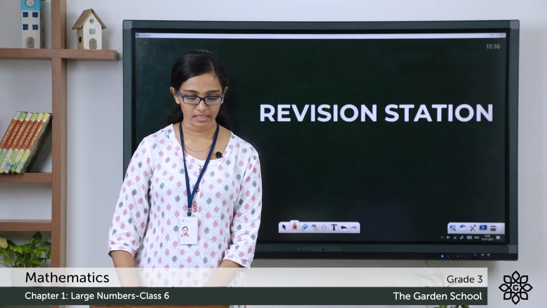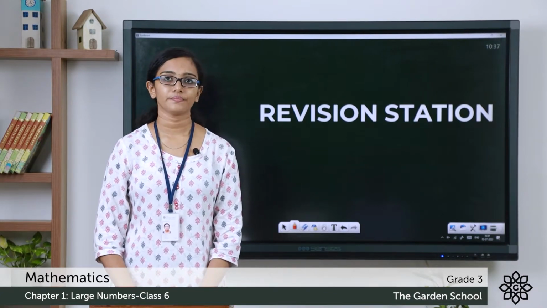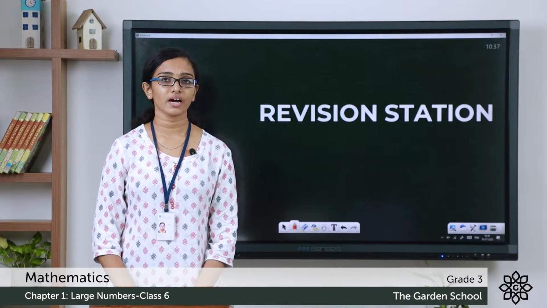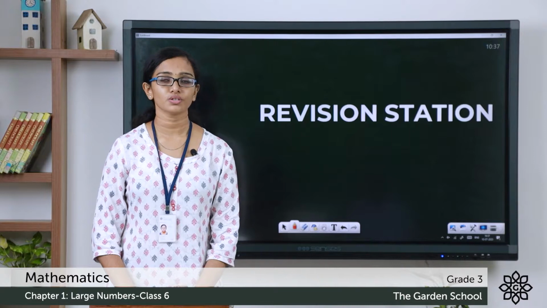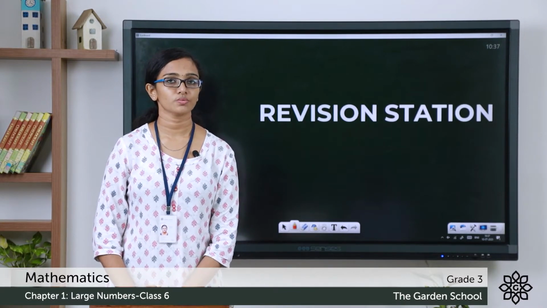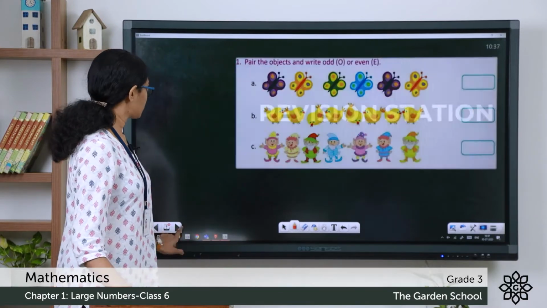So the first question, pair the objects and write odd or even. We have learned even numbers are the numbers that we can divide into equal groups of 2 each, and odd numbers are the ones that we cannot divide into equal groups of 2 each, or we cannot pair them. So let's see how we can do the first question.